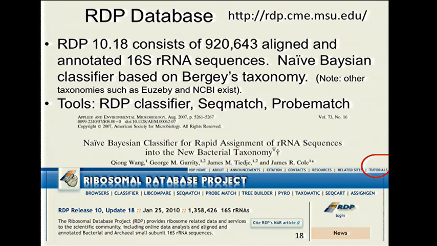I do get into this because for clinical microbiologists, there are different taxonomic systems. There's Bergey's, UZB, NCBI, but they're basically the same. You will find bacteria that have been reclassified or renamed, and you can look into all of that. But within RDP, you can find what the bacterial classification is.